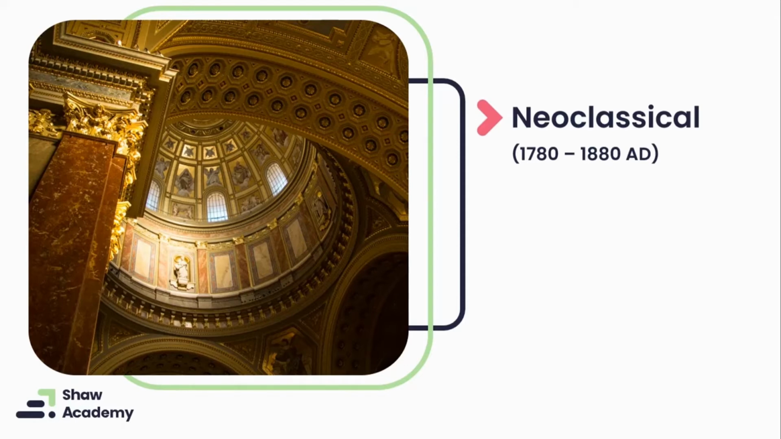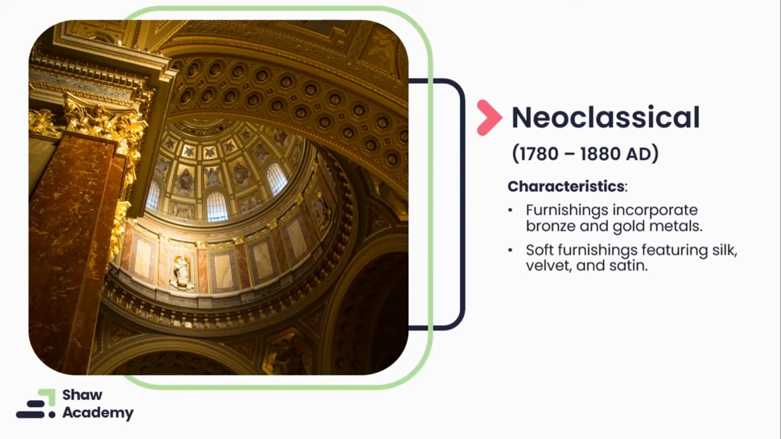So if you remember, a couple of slides back, we looked at our Greek and Roman Empire, and typical features in that period were the use of ornate and decorative detailing and grandiose features and columns. Characteristics of this era include, in the furniture and furnishings, bronze and gold metalling. We also see the use of soft furnishing features such as silk, velvet, and satin, so your fabrics become quite lush and soft during this time period.